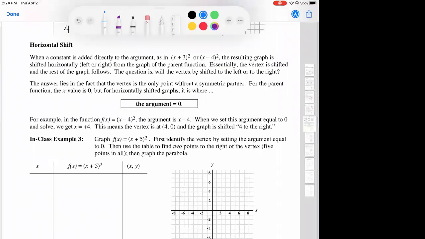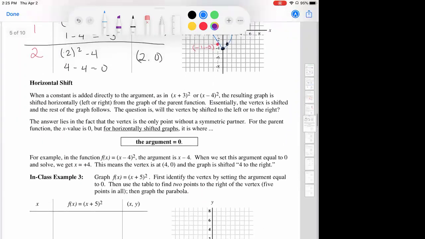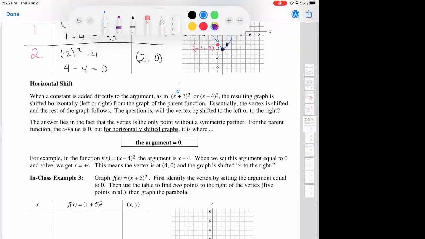Let's talk about a horizontal shift. When a constant is added directly to an argument, as in (x+3)² or (x-2)², the resulting graph is shifted horizontally, left or right, from the graph of the parent function. Especially the vertex is shifted and the rest of the graph follows. The question is, will the vertex be shifted to the left or to the right? Well, I'll cut to the chase. If we have a plus, like here, it's going to be shifted to the left 3. If I have a minus, it's going to be shifted to the right 4.